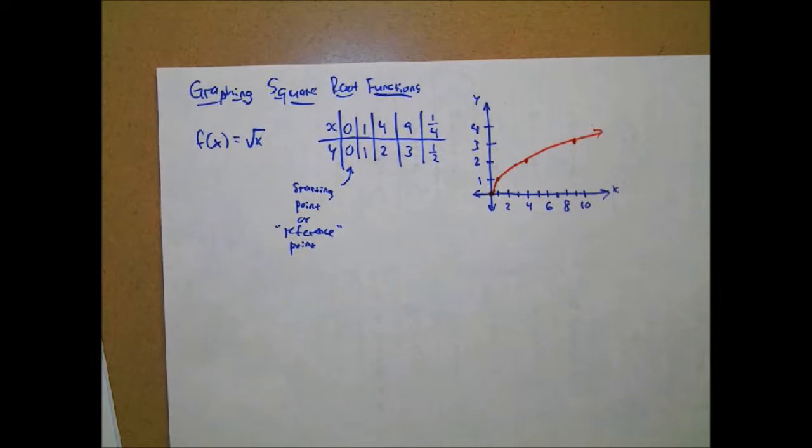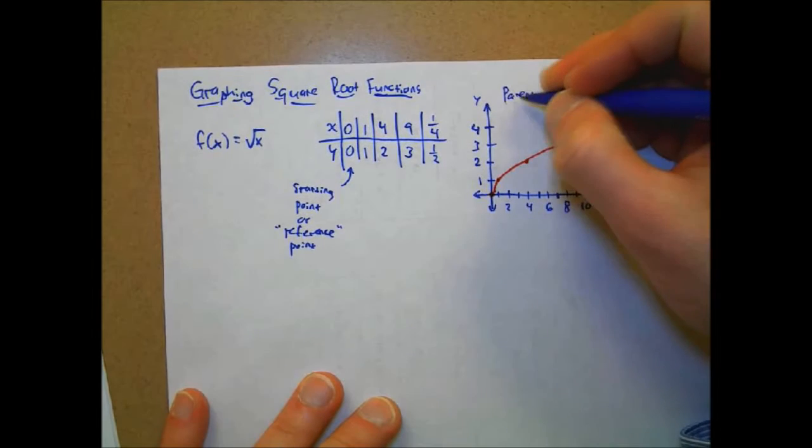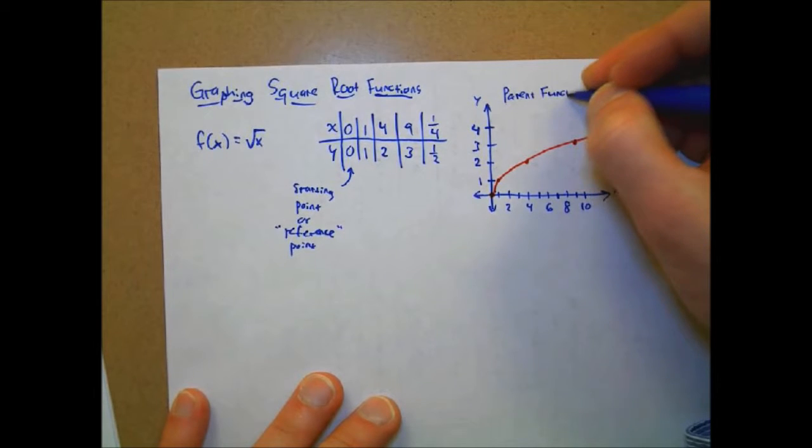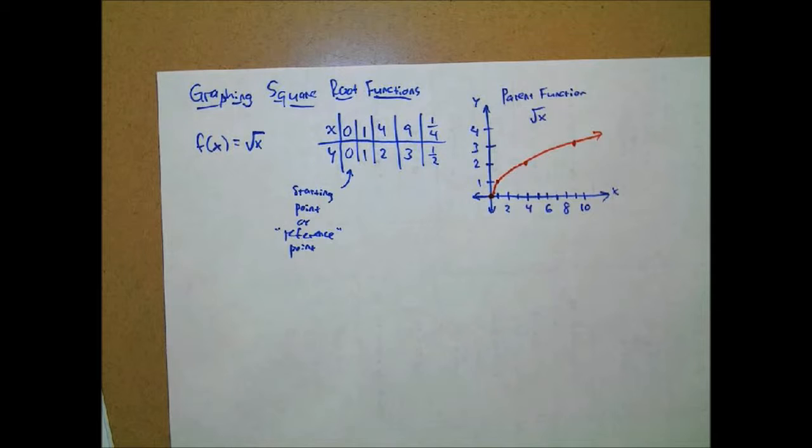So there's our parent function, the square root of x. Okay, half a parabola. It's like half a parabola on its side there. Or I should say it's really a reflection.